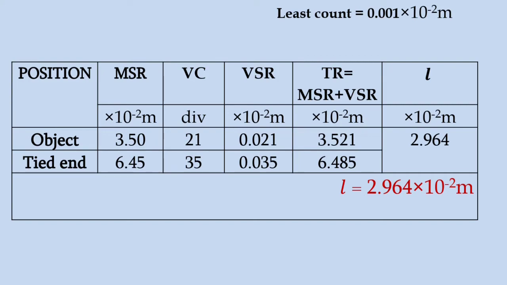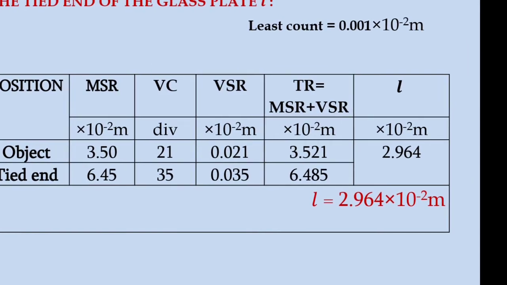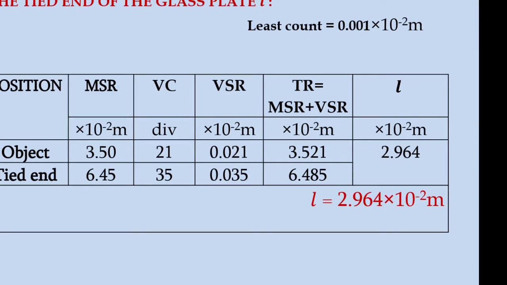Next, L. We need L to get the thickness of the given object. So these are the readings corresponding to the distance between the given object and the tied end of the glass plate. The first reading corresponds to the object, and the second one corresponds to the tied end. In the same way, we got the main scale reading, vernier scale coincidence, and vernier scale reading. The vernier scale reading is calculated by multiplying vernier coincidence with the least count.